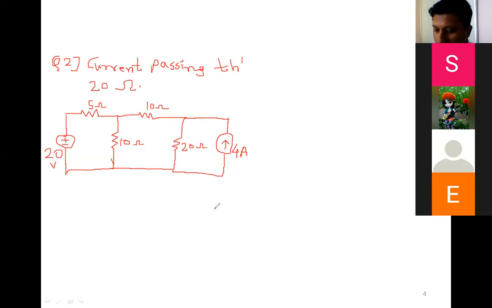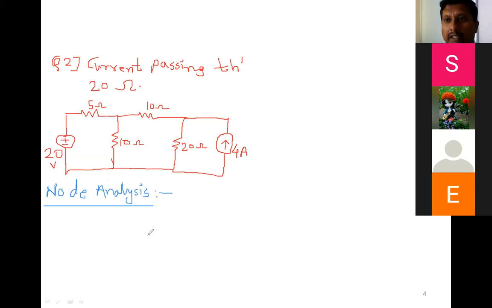Okay. Now we can start to solve this numerical example. We can use the nodal analysis. So what is the first step here? Identify the number of principal nodes present in the given network.